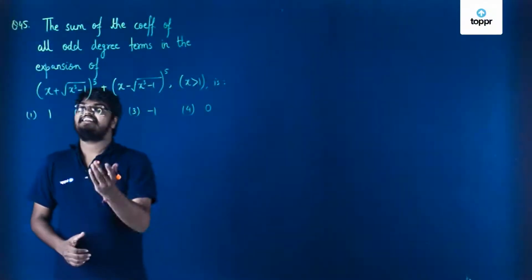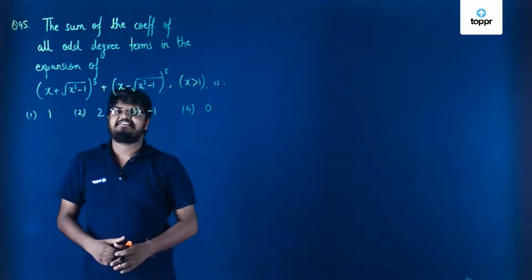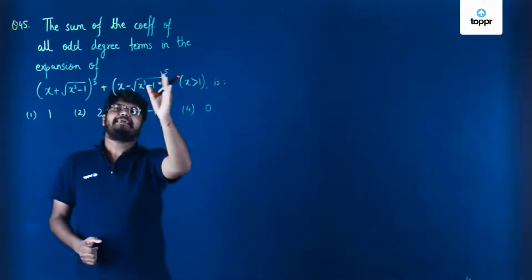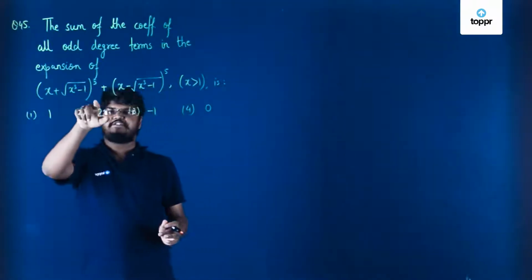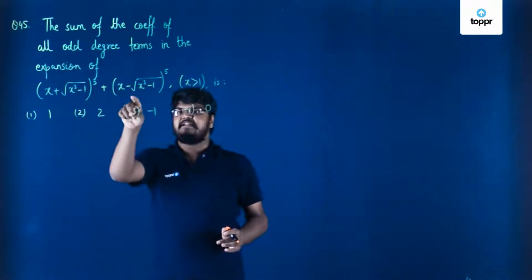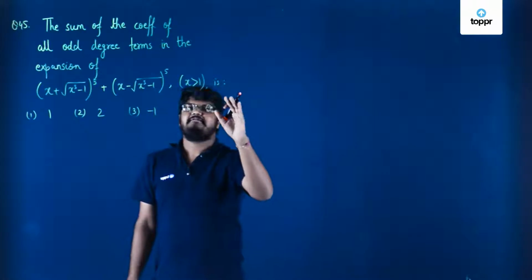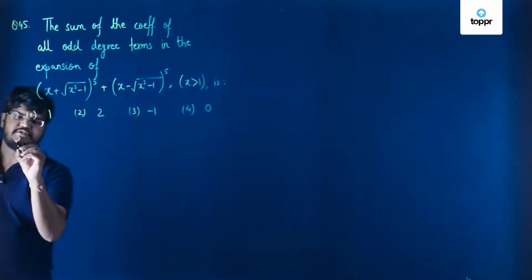Hey everyone, let us now take a look at question number 45 of Set B of JEE Mains 2018. The question is: the sum of the coefficients of all odd degree terms in the expansion of (x + √(x³ − 1))^5 + (x − √(x³ − 1))^5, where x is greater than 1, is. The options are over here. Let us now see the solution.